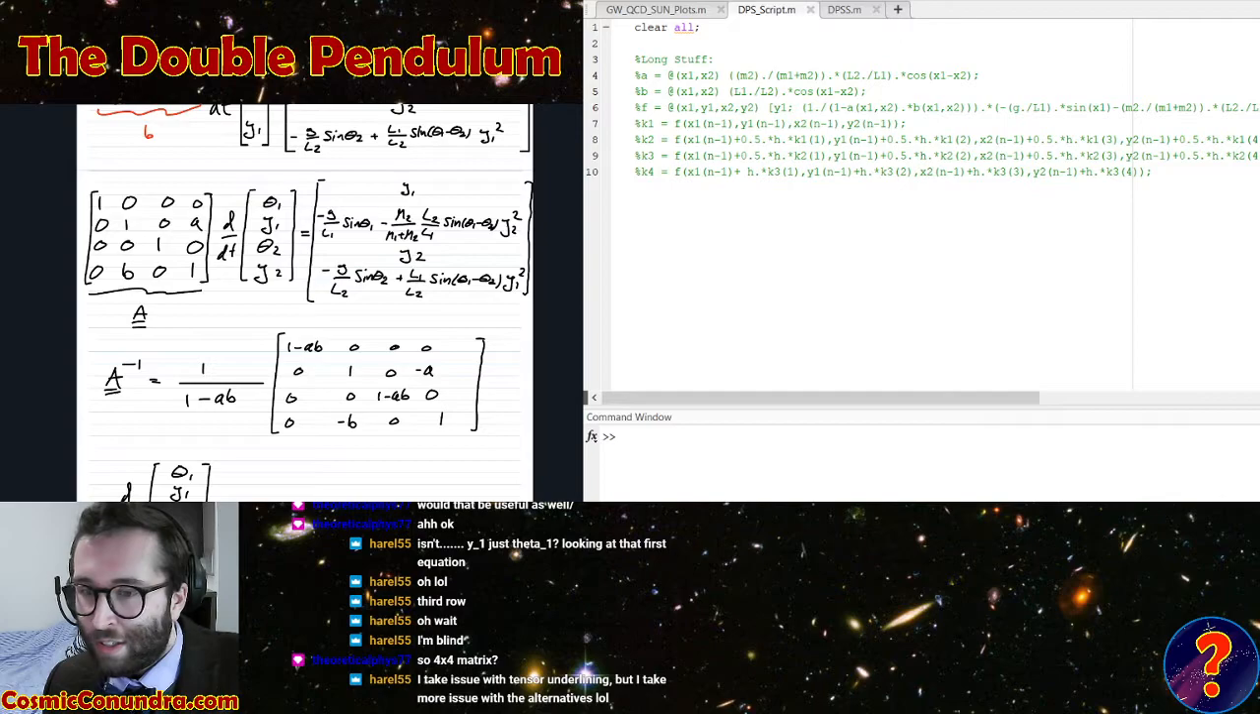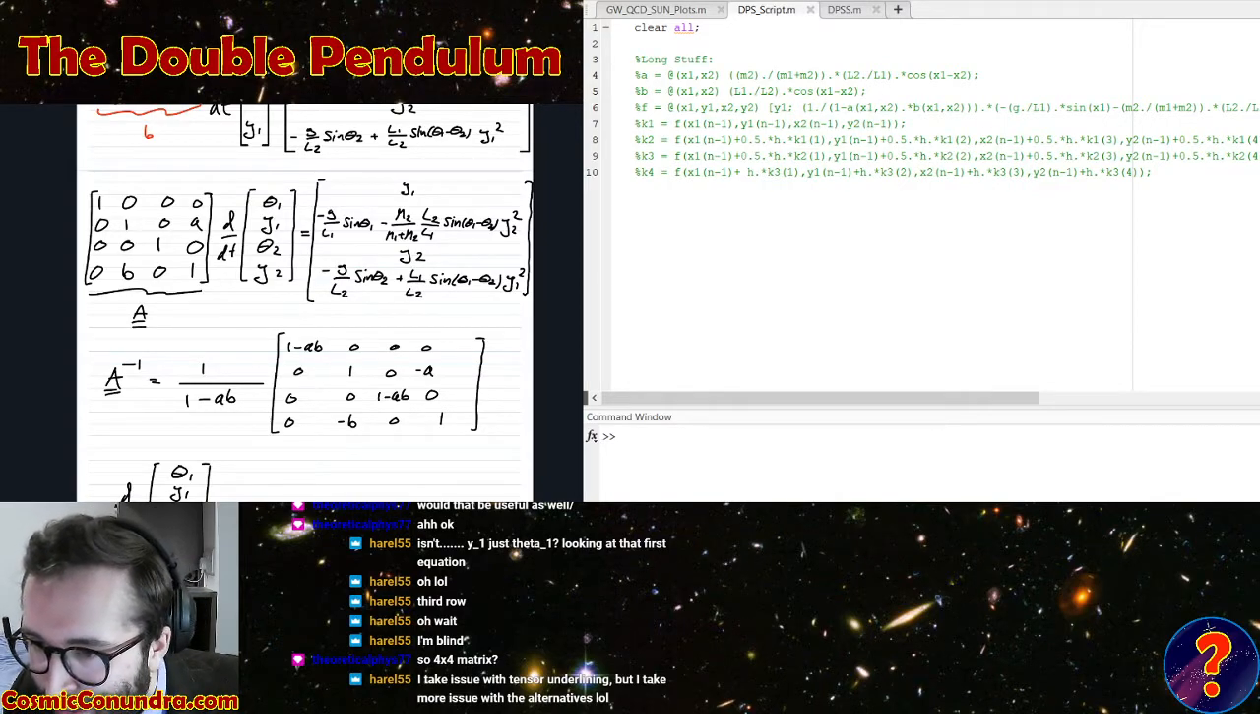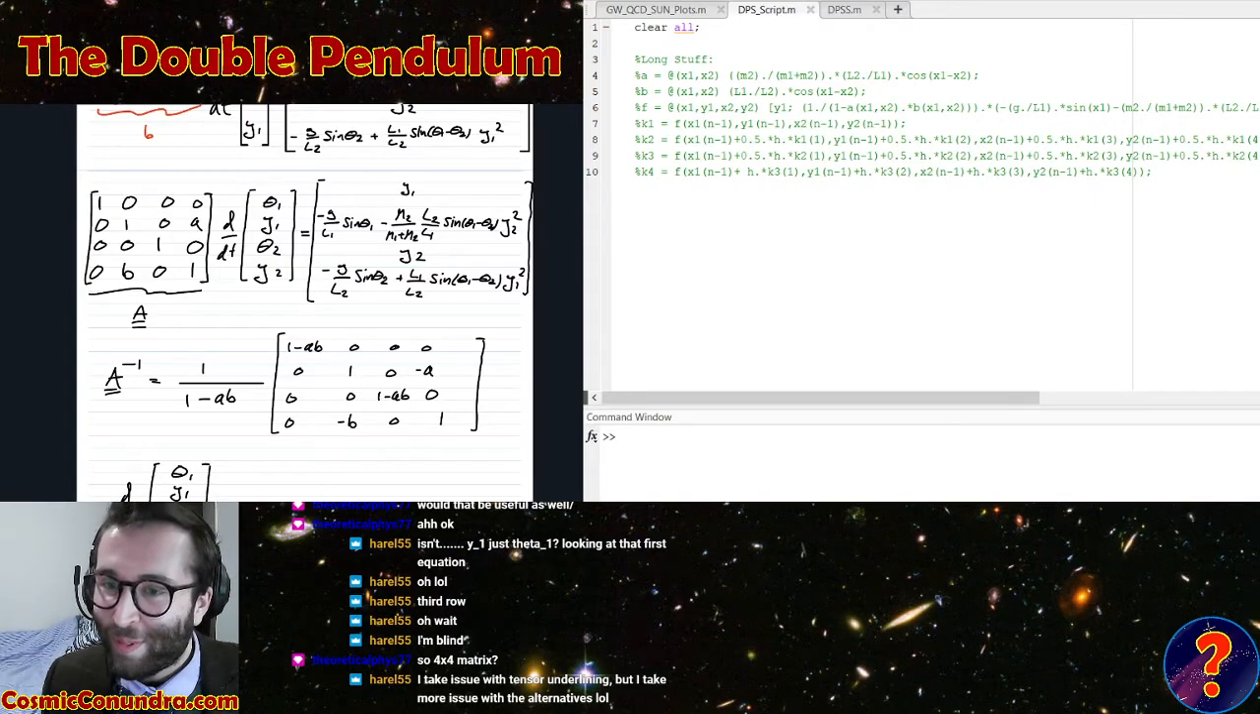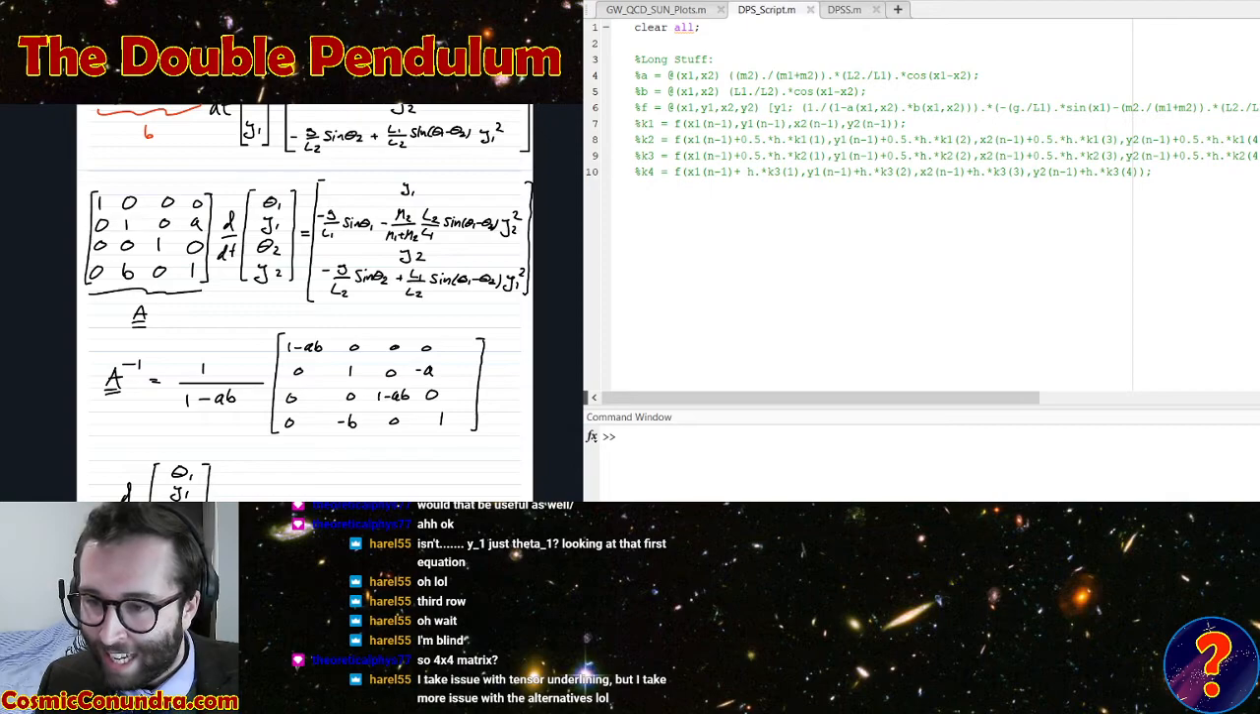You take issue with tensor underlining, but you take more issue with the alternatives. Okay, well, I'm glad I didn't offend. I'm glad I didn't maximally offend you. Anyway, that would have been worse.